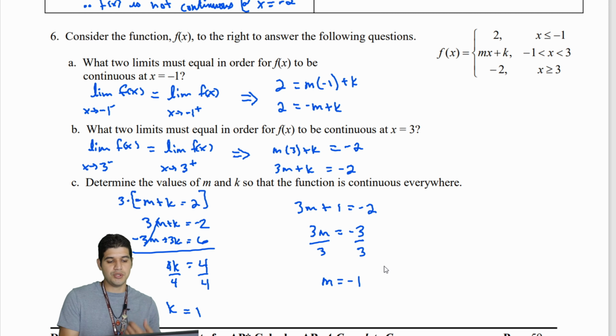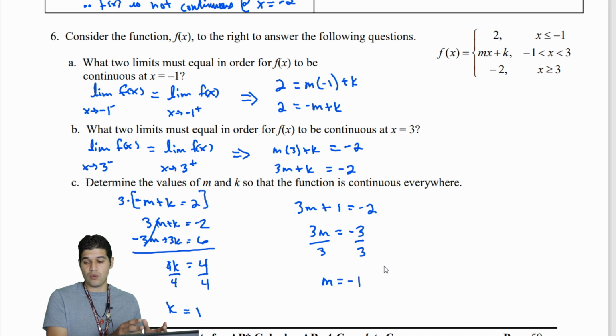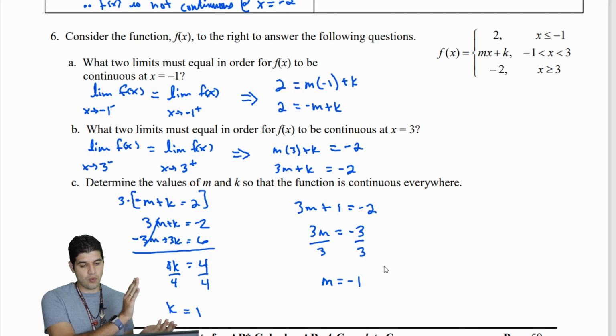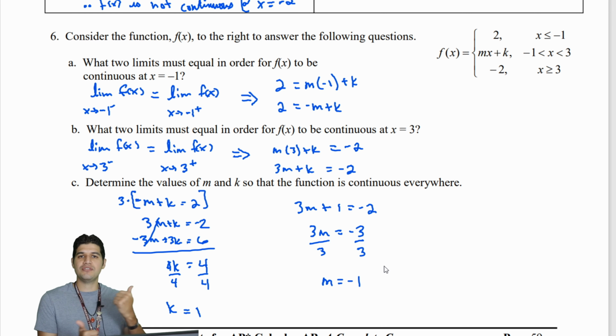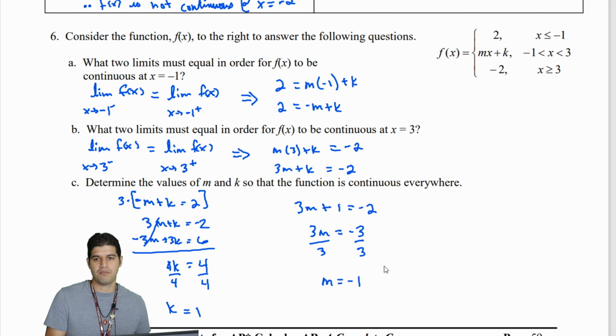So let's look at our two answers. m equals negative 1 and right here k equals 1. And what we're able to say now is that if these two values were true in our equation above, the entire function would come out to be equivalent. Let's do another problem just like this, but a little bit more complicated.